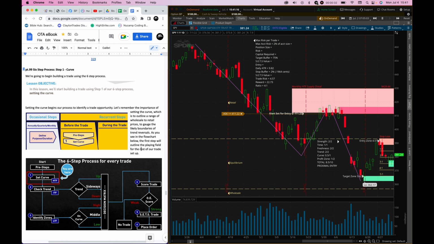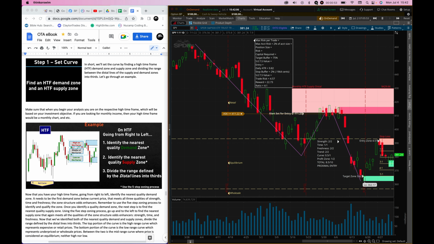Let's remember the importance of setting the curve, which is to outline a range of wholesale to retail prices in order to gauge the likely boundaries of trend reversals. As you see in the flowchart on the lower left, the first step will outline the playing field for the rest of our trade setup.